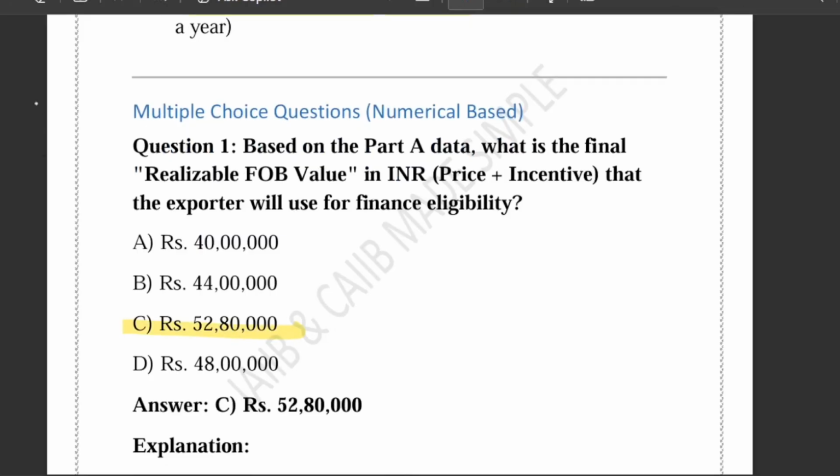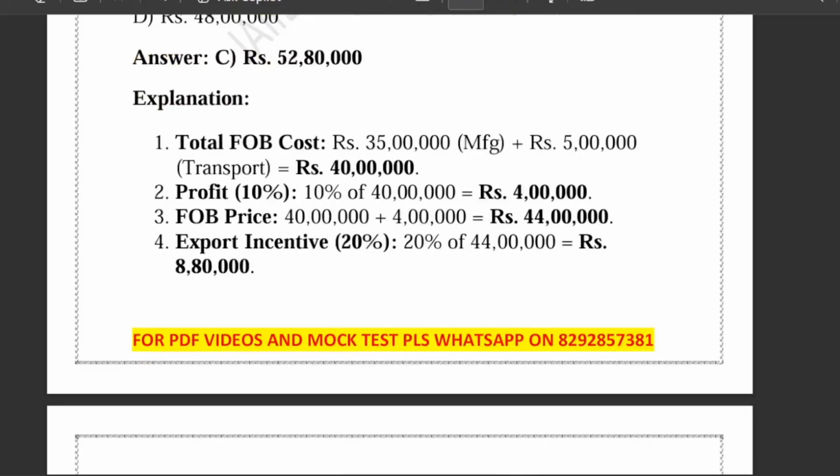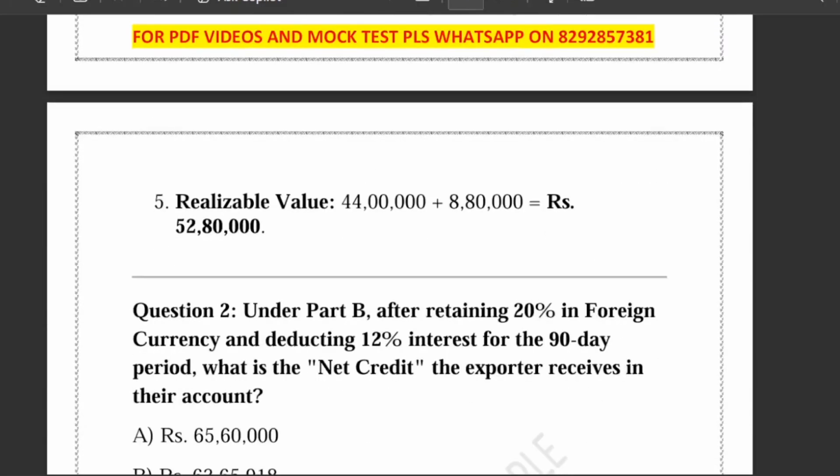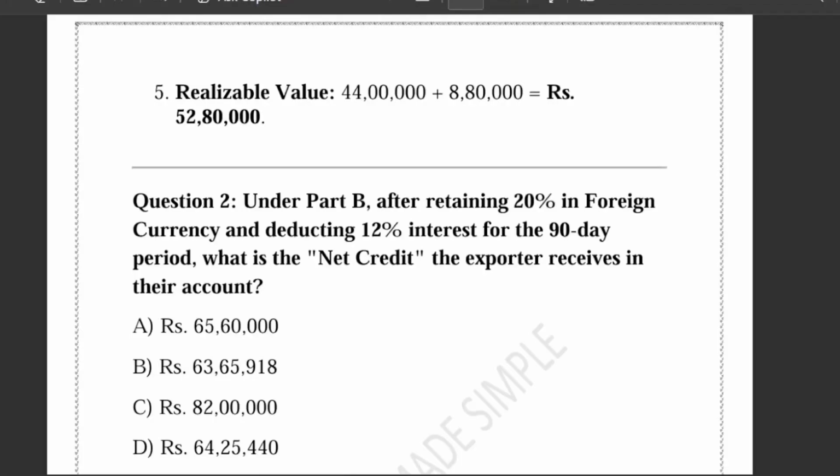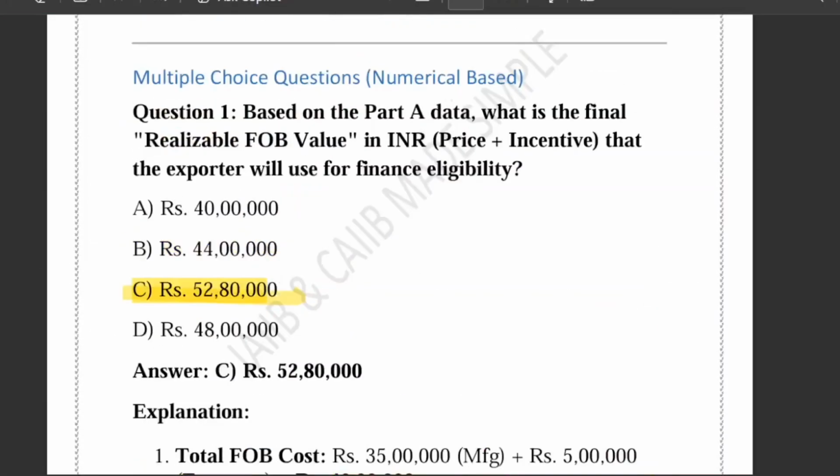Now let's look at part number B. So the second part of the question, let's have a look. So the question is, under part B, after retaining 20% in foreign currency and deducting 12% interest for the 90-day period, what is the net credit that the exporter receives in their account? And 4 options have been given.